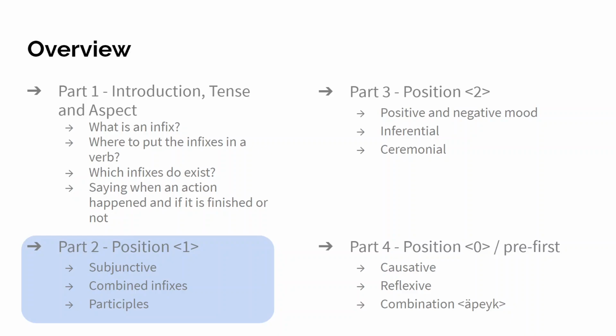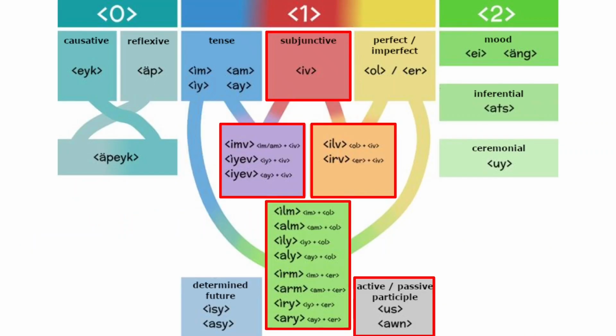And then the next two videos will be part 3 and part 4 of the infix series. In part 3 we will talk about the position 2 infixes, which is the positive and the negative mood, the inferential and the ceremonial. And in the last part we will talk about position 0, or so-called pre-first infixes, which is the causative, the reflexive and the combination of the two. But let's start with today's topic.